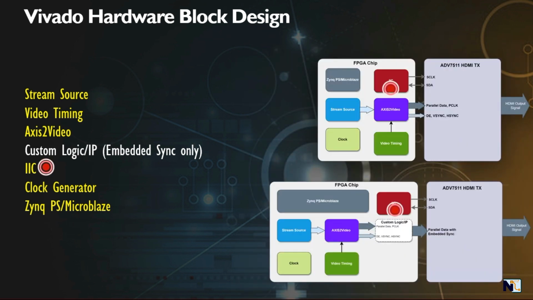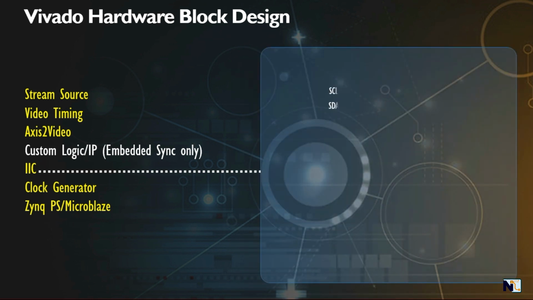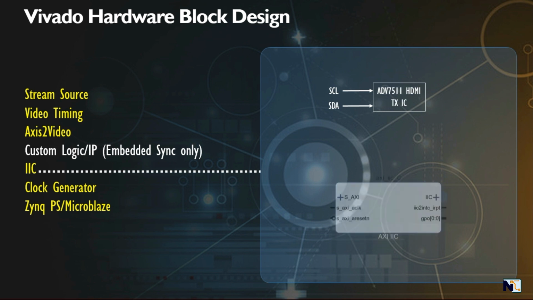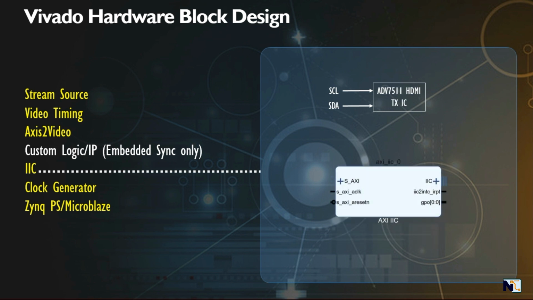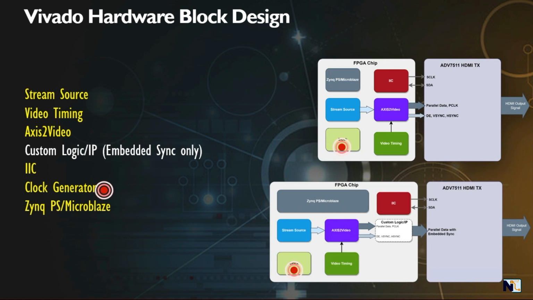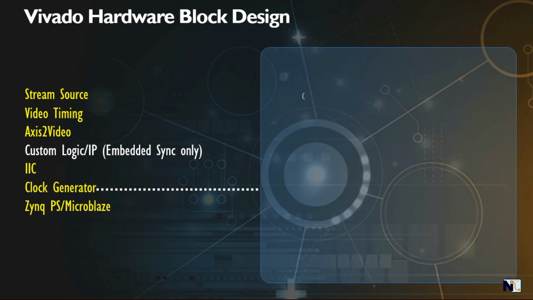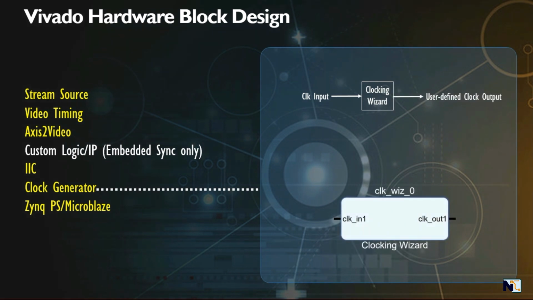I2C. The Xilinx AXI I2C IP plays a major role in implementing the I2C communication protocol in order to program the HDMI transmitter IC. Clock generator. This is necessary for our design to get the required clock signals to drive the entire FPGA pipeline, including the media clock. The Xilinx clocking wizard IP is most popularly used in such a case.